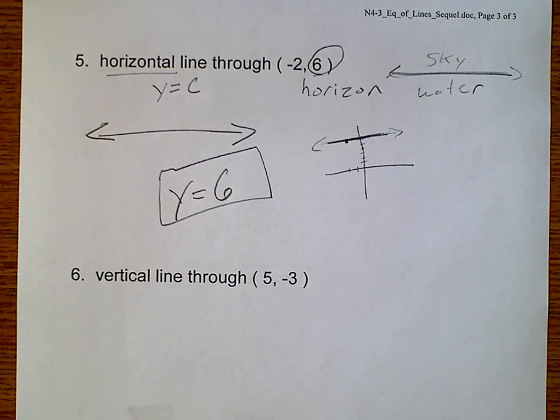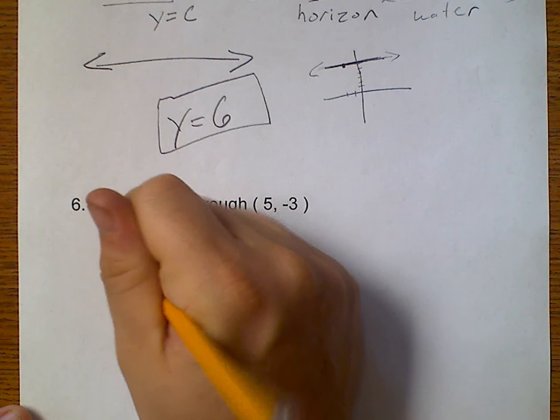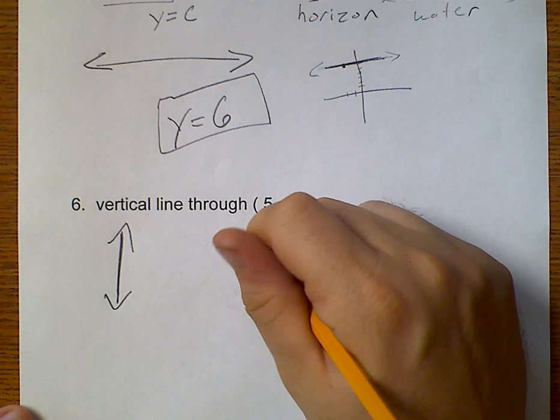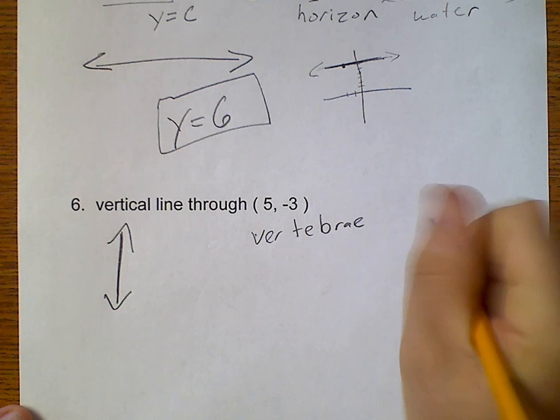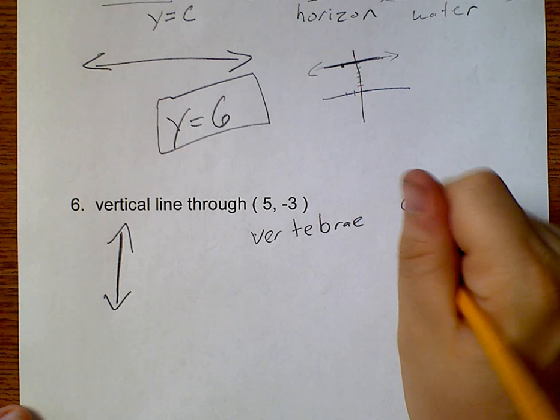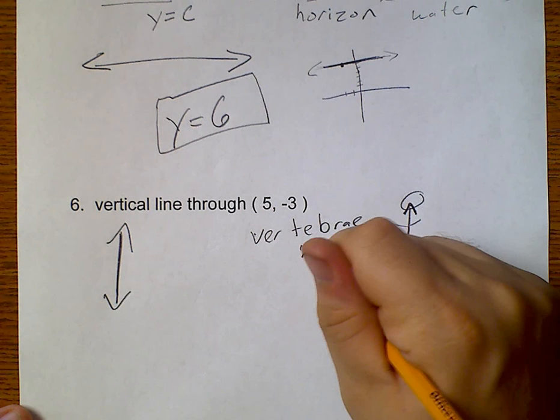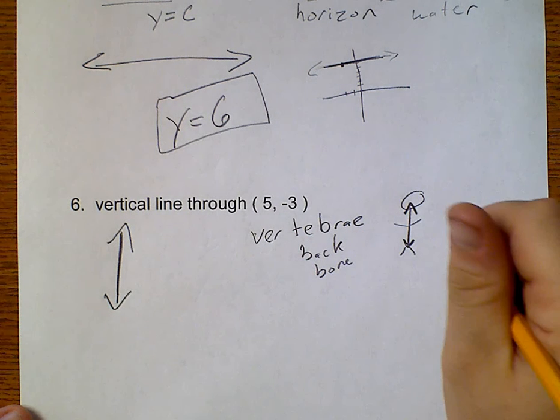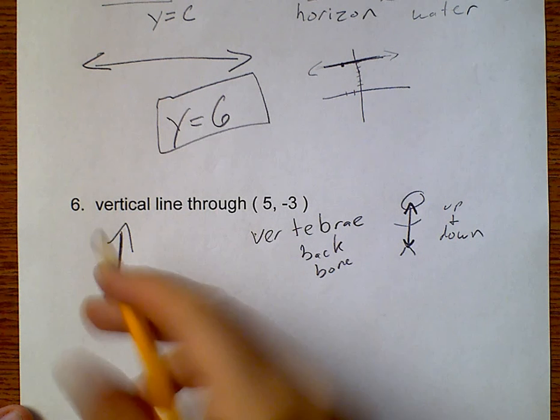Now, let's do the other one. This would be a vertical line. It goes straight up and down. When I think about vertical, I think of vertebrae. The vertebrae is your back. It's your backbone, and it goes straight up and down. And so a vertical line is a line that goes straight up and down.